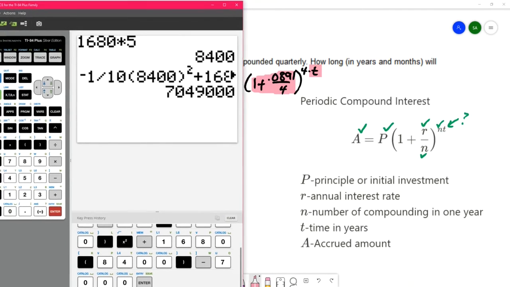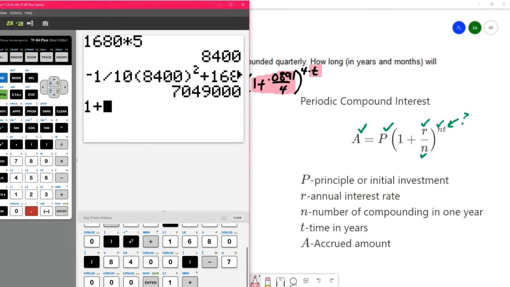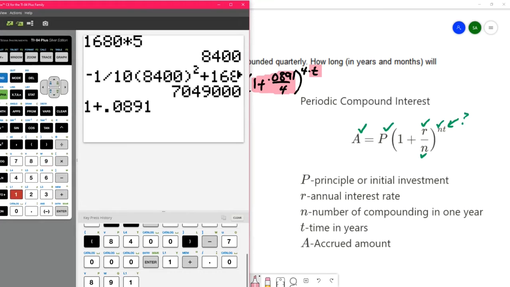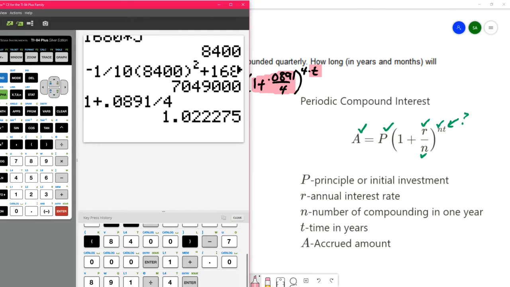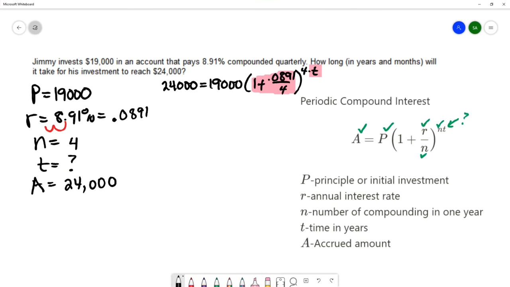Inside the parentheses, we have 1 plus 0.0891 over 4. So that gives 1.02275. So now I have the exponential equation 24,000 equals 19,000 times 1.02275 to the 4t. Now when you solve exponential equations, the first thing that you should do is isolate the exponential portion. We want that to be the only thing on one side of the equation.